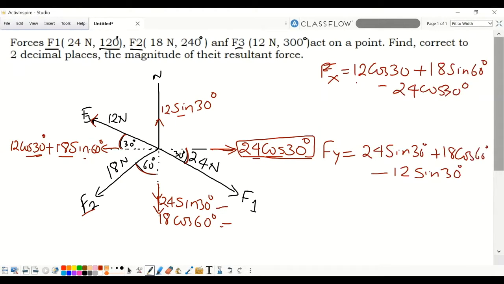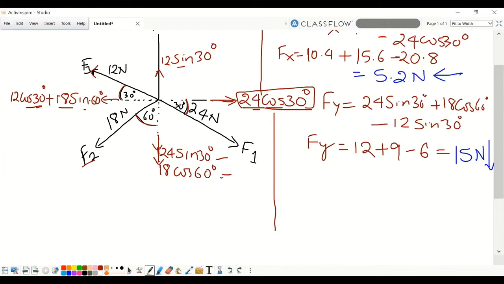Now I will use my calculator and find the values of these 2 forces. After using my calculator, I got the horizontal component 5.2 positive. I had taken positive in this direction, so that would be the direction of 5.2. The vertical came out with positive 15, so it is downwards because I took downwards as positive. Now let's draw them together. So I will draw 5.2 in this direction and 15.15 newtons in this direction.